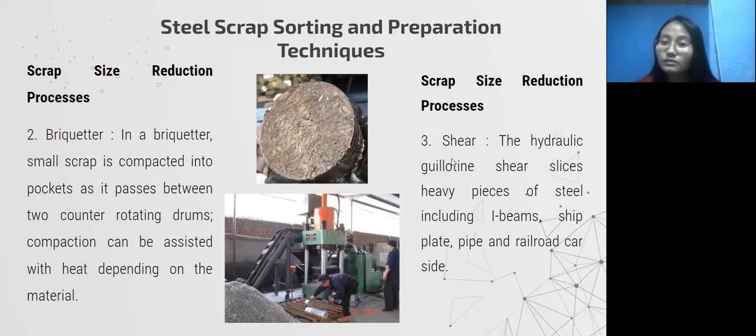The third equipment is the shear. The hydraulic guillotine shear slices heavy pieces of steel, including I-beams, steel plates, pipes, and railroad car pipes.